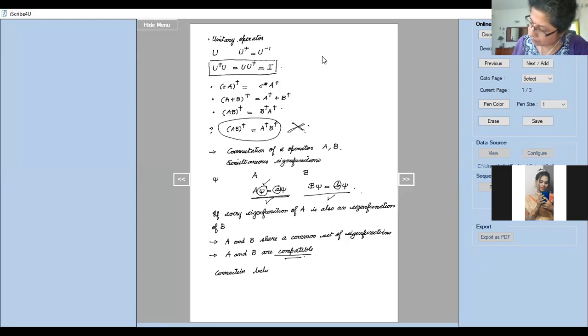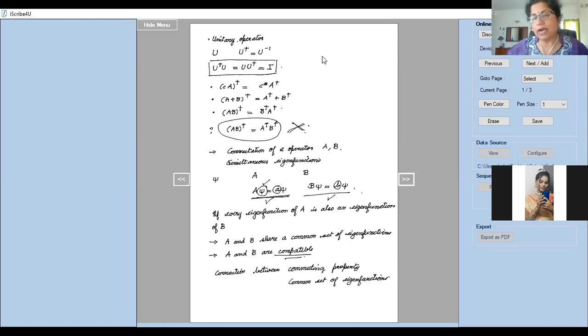Now what we are going to do is try and find a connection between the commuting property and a common set of eigenfunctions. This is what we are going to try and do.